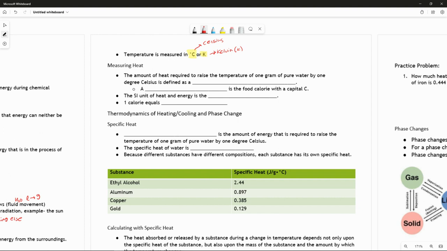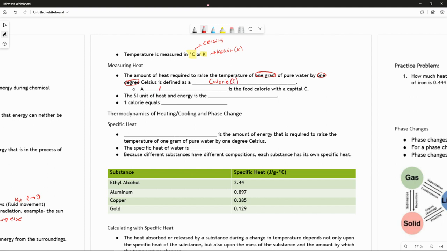Measuring heat. The amount of heat required to raise the temperature of 1 gram of pure water by 1 degree Celsius. So 1 gram of pure water by 1 degree Celsius is defined as a calorie. Calorie. This is a small c.